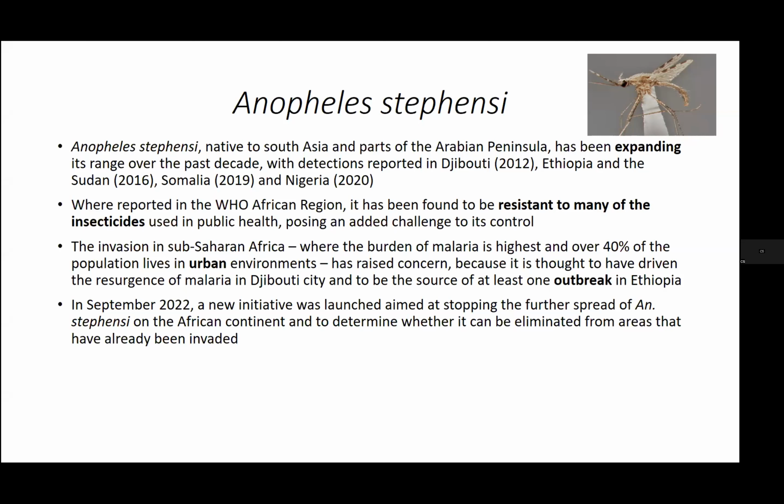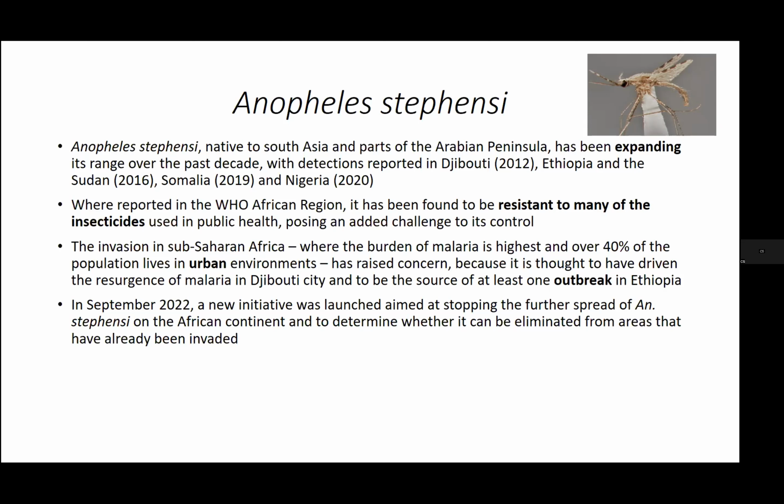It has a lot of characteristics that make it difficult to control. It likes being near humans. It can lay eggs in any available water source, such as water containers, abandoned tires, and flower pots. Eggs can survive being in dry conditions for a long period of time. It can feed on hosts both indoors and outdoors. And it obviously has reduced sensitivity to insecticides.